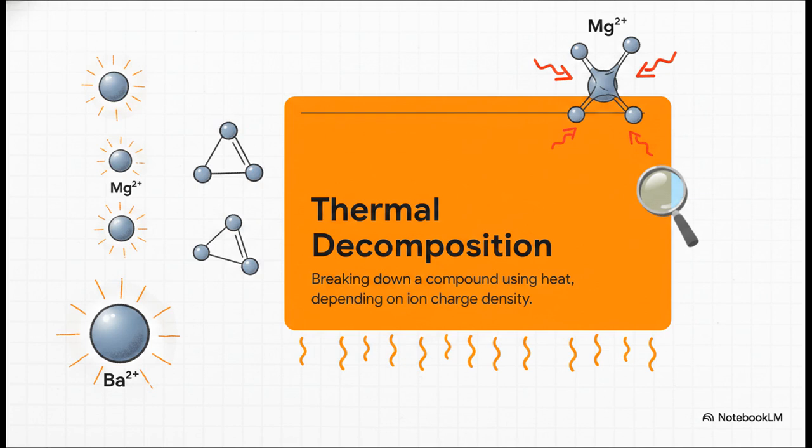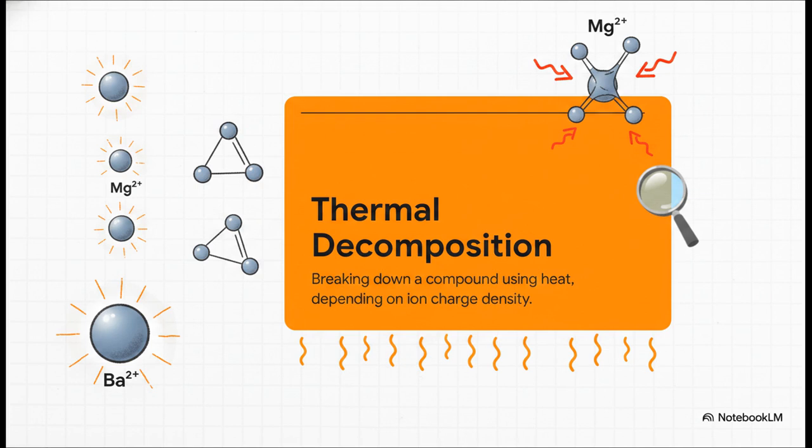Another critical exam tip for you, carbonates and nitrates become much harder to thermally decompose as you move down the group. But why? Well, it's all about polarization. The tiny magnesium ion at the top has a massive charge density. It acts like a powerful magnet. It strongly polarizes and distorts the bulky carbonate ion right next to it, which makes it super easy to break apart with just a little heat.